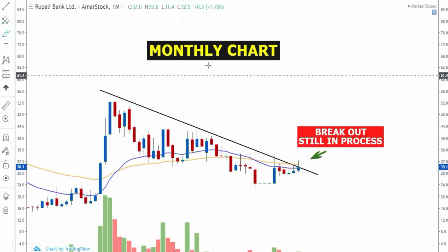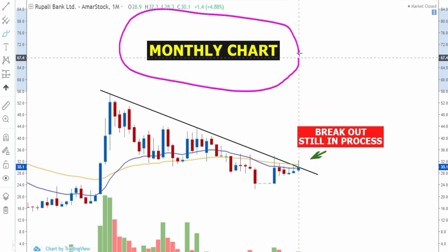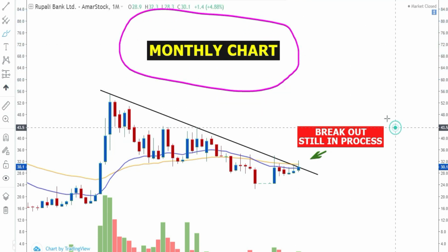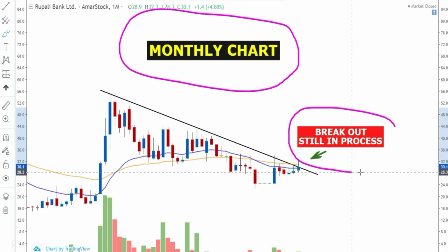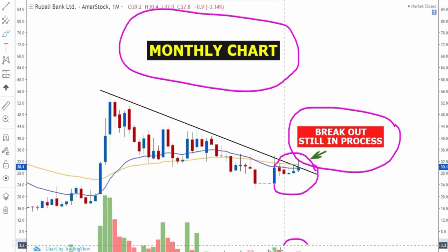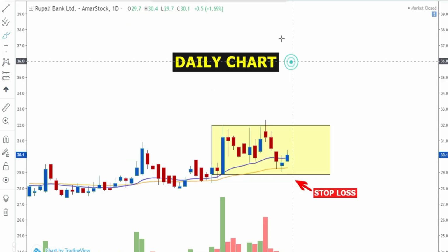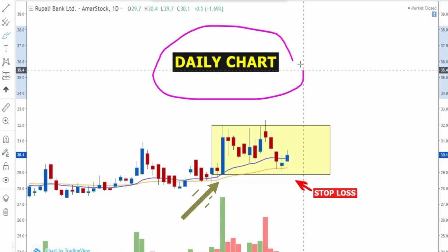Today, here I show you Rupali Bank. After completing this accumulation phase, here we see the breakout. But due to lack of volume, it fails to start a rally. Seems institutional buyers are not interested at this moment, so it may remain again in the accumulation phase. If any one of you has taken entry in this script, you may stay, or your stop loss will be below this candle.